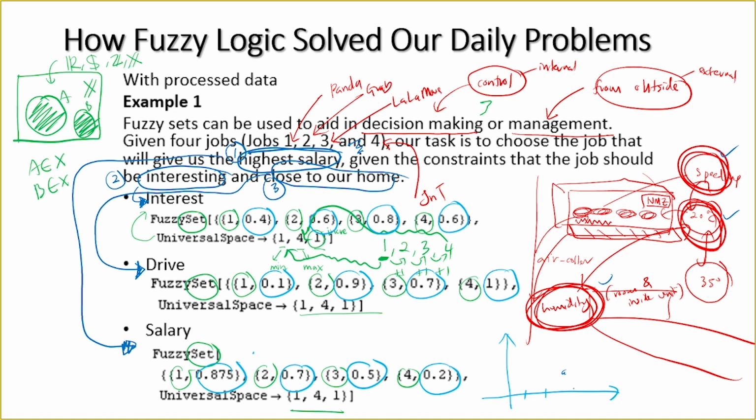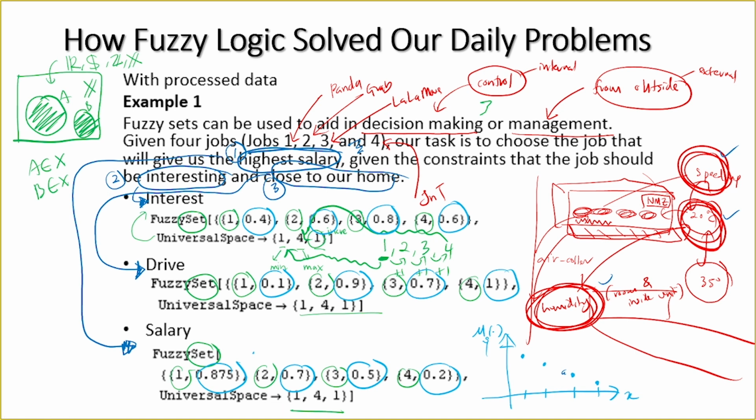1, 2, 3, 4, 1. This is 1. This is 0.7. This is 0.5. This is 0.2. So this one is basically mu. This one is a subset of, let's say this one is salary, guys. This one is x.